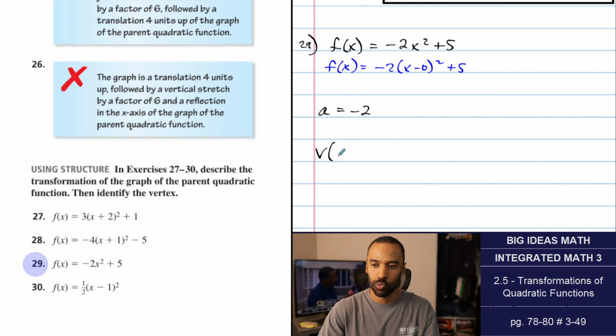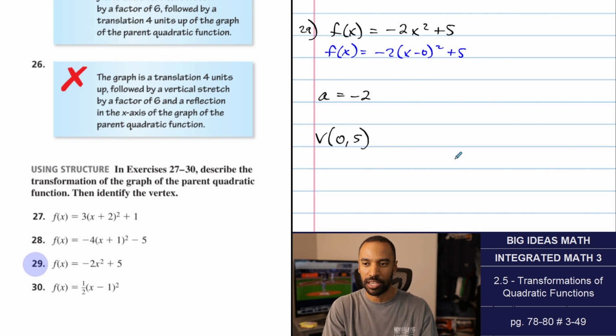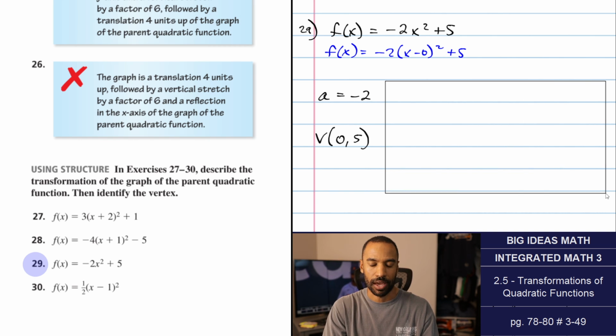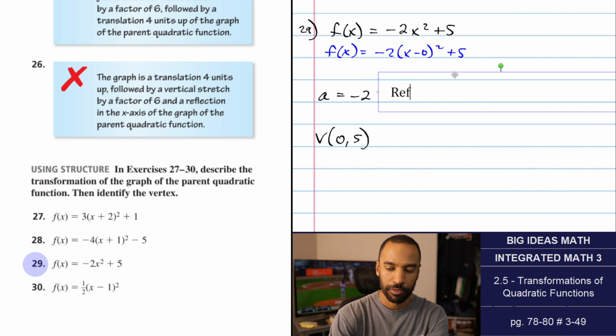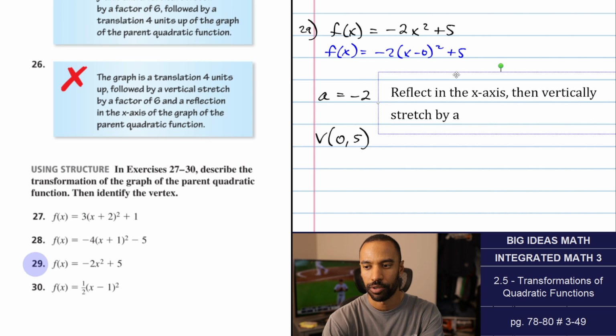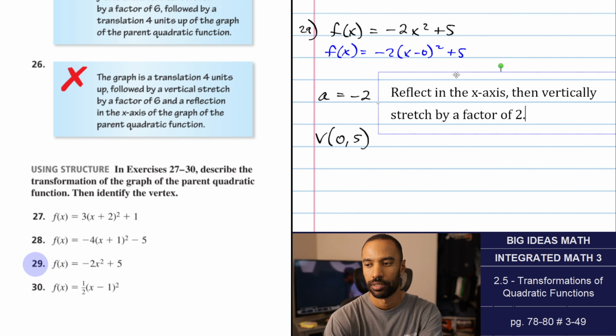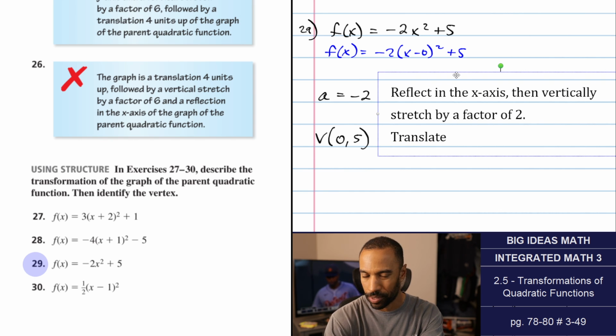Then we'll get to the vertex, which is at, indeed, 0, 5. If you need this portion of it to make sense of that, by all means, you do you. You do need to know what it means without it, though. Anyway, we're going to begin with a reflection in the x-axis. Then vertically stretch, and it's still a stretch, by a factor of 2. And then we translate 5 units up. You don't say 0 units, right? You just translate 5 units up.